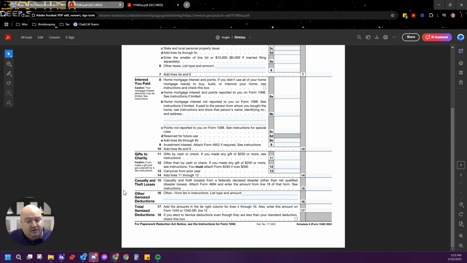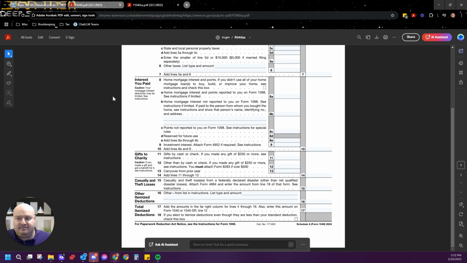Now, casualty and theft losses, that's generally if it's from a federally declared disaster, meaning the president would have to declare a federal emergency. You would get to deduct that loss. So all of that added up, you would put on this line. So let's say you're married filing jointly, and this comes out to $35,000.